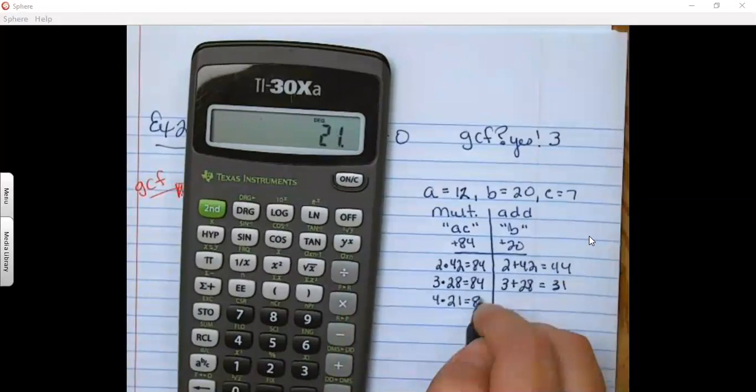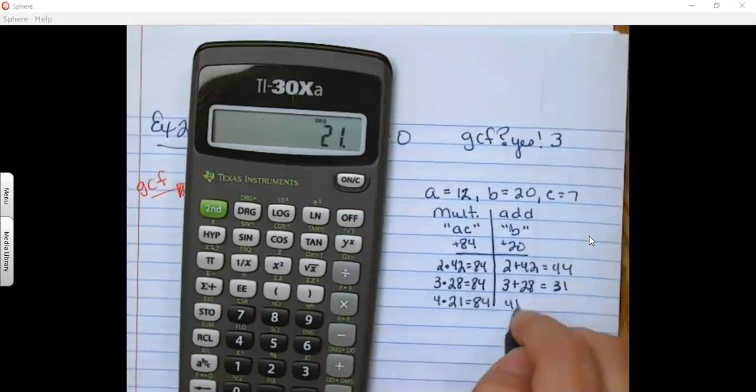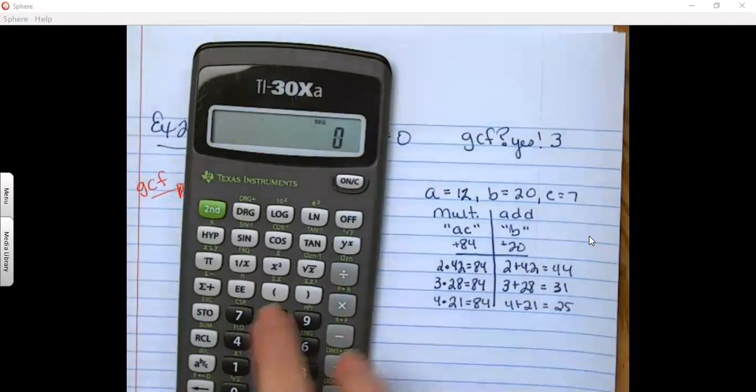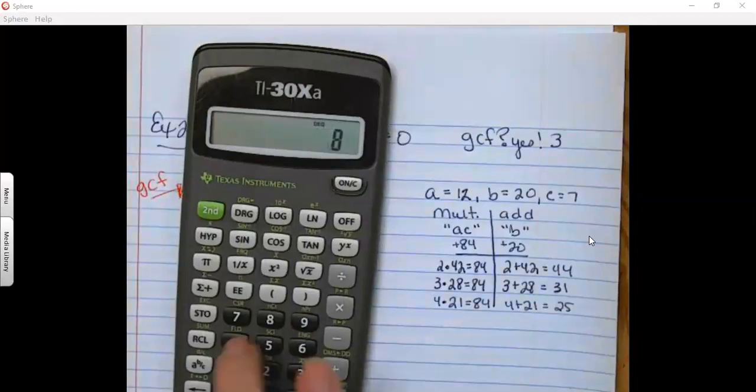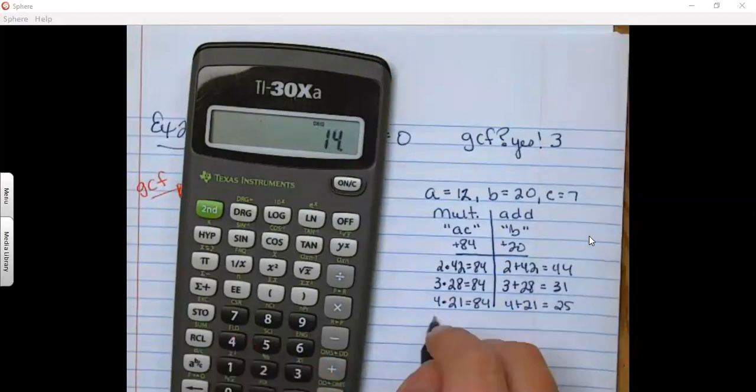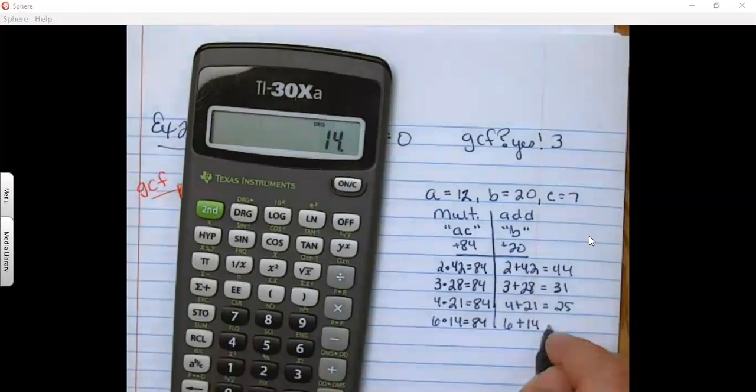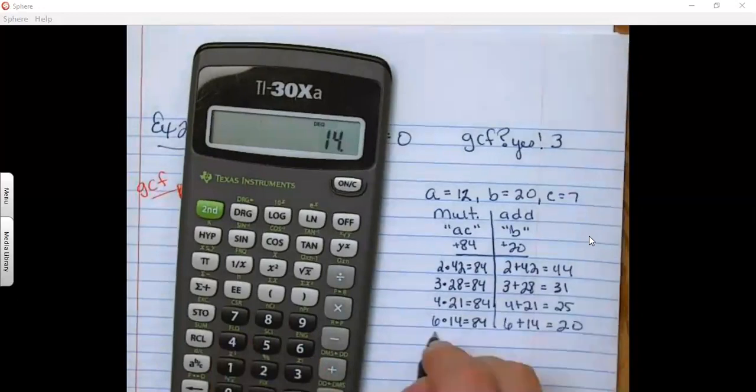We're getting closer, right? But I know it's not going to divide by 5. When I divide by 5, I get 16.8. So that means 5 is not a factor. If I get a decimal, it's not a factor. Pick again. Let's try 6. 84 divided by 6 is 14. Okay. So 6 times 14 is 84. What's 6 plus 14? Oh, we found it. Positive 6 and positive 14 is where it's at.